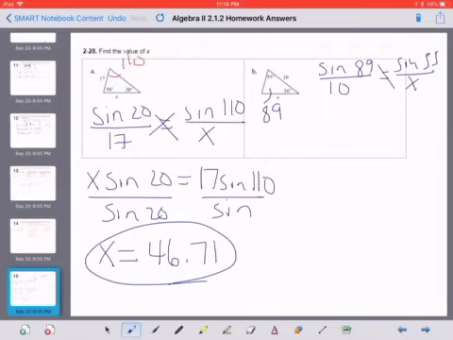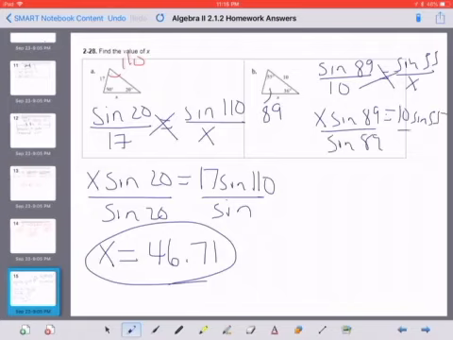Same thing, I'm going to cross multiply. I'm going to get x times the sine of 89 equals 10 times the sine of 55. Divide both sides by the sine of 89. When I do that, x ends up being approximately 8.19.